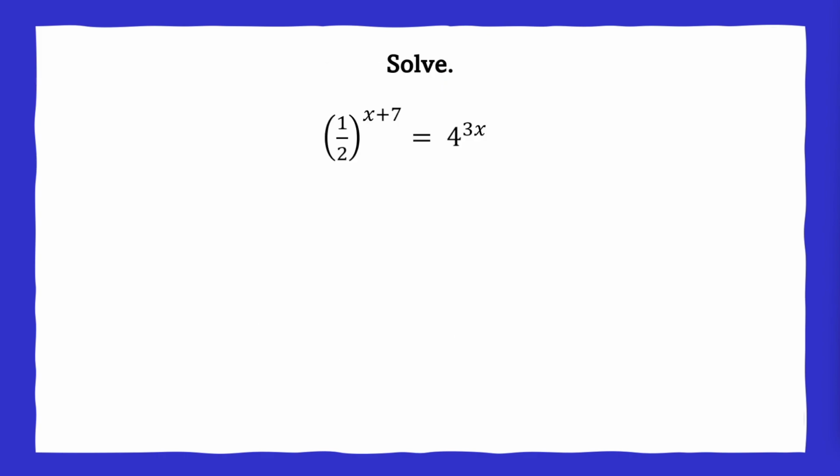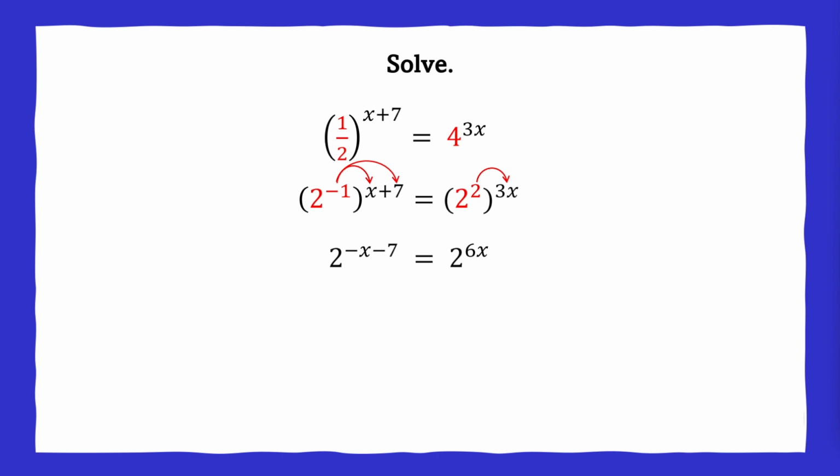To solve this exponential equation, first notice that both 1/2 and 4 can be written as powers of 2. 1/2 can be expressed as 2 to the power of -1, and 4 can be expressed as 2 squared. Using the power rule of exponents, we multiply the exponents. Distributing -1, we get -x minus 7 as the exponent, and 2 times 3x gives us 6x.